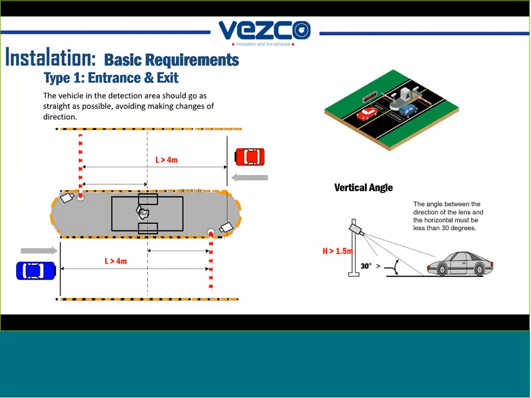The vehicle and the direction should go as straight as possible. Avoid making changes of directions. This is very important: for an entrance or exit, the vehicle stays on a single lane, not floating from side to side in a zigzag motion, thus making it difficult for the camera to read. So it must go straight. The length of the reading distance should be around 4 meters. So you have to give enough space, at least 4 meters. It can go up to 10.5 meters. We'll talk about this a little later on, but at least 4 meters of reading distance.